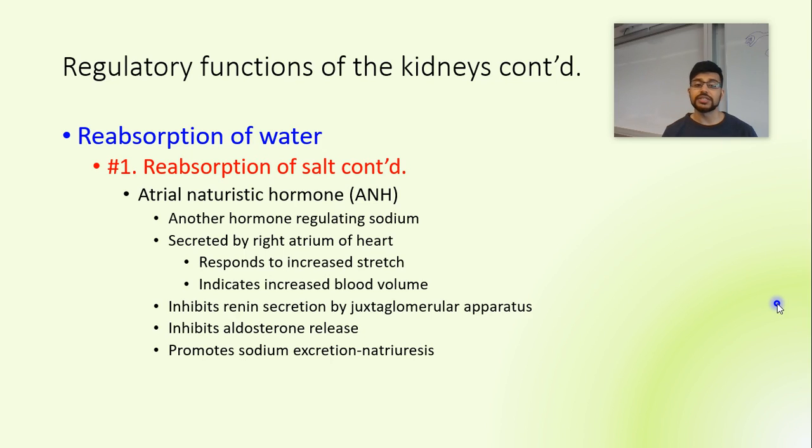It's going to secrete the ANH, which stops renin from being released by your juxtaglomerular apparatus. If renin stops secreting, it means that aldosterone can't release. And if aldosterone can't release, then sodium cannot be reabsorbed. And if sodium cannot be reabsorbed, then water can also not be reabsorbed. This causes you to excrete and pee out that extra salt. And we call that excretion natriuresis.